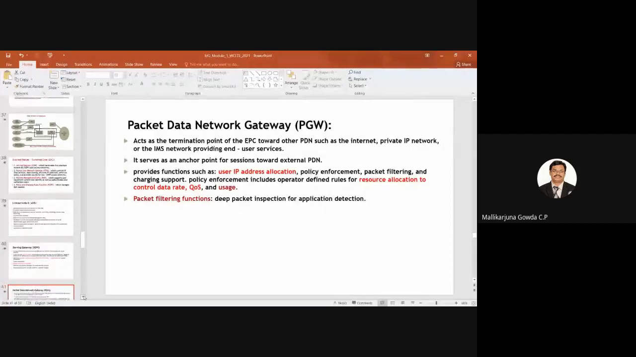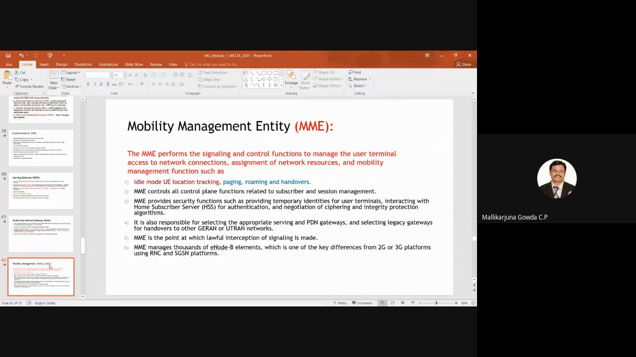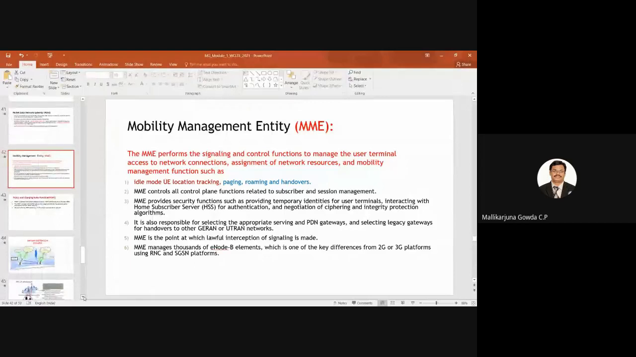Then, the last one, I would like to wind up with the mobility management entity. I said it already. The MME performs the signaling and control functions to manage user terminal access network connections, assignment of network resources, and mobility management functions. It does idle mode user equipment location tracking, paging, roaming and handovers.